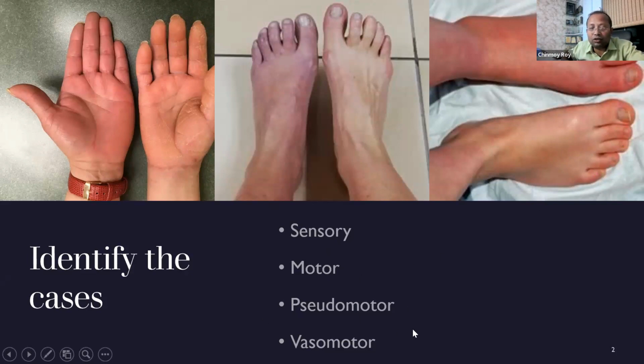Then vasomotor and pseudomotor. Pseudomotor means there is a sweating abnormality. Either sweating is much less, or it can be more also. Sweating is abnormal on one side. And vasomotor: now see the color discoloration. Either it is bluish discoloration or reddish coloration. If this is normal, this is abnormal. This is reddish coloration and this is bluish discoloration. So these are the color changes.